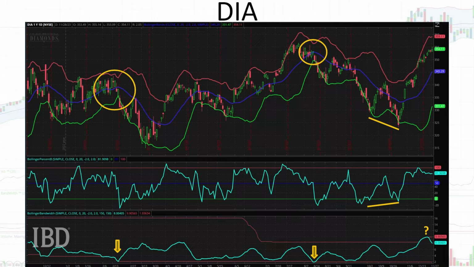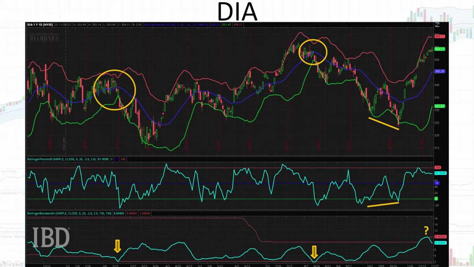So, I've highlighted 3 setups here. The one on the left is a squeeze. That's where bandwidth is very tight, and it's a forecast for increased volatility. You can see that a fairly meaningful decline comes out of that squeeze. Then over on the right-hand side of the screen, there's another circle, and that's another squeeze. If you look down to the bottom, there's a little orange arrow pointing to the trough in bandwidth, and that's how we identify when there's a squeeze or a bulge.